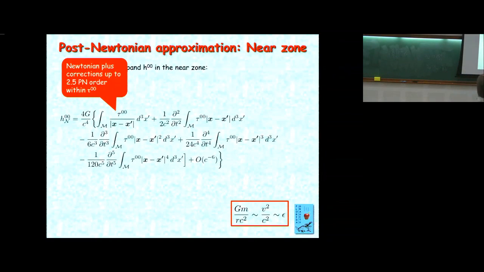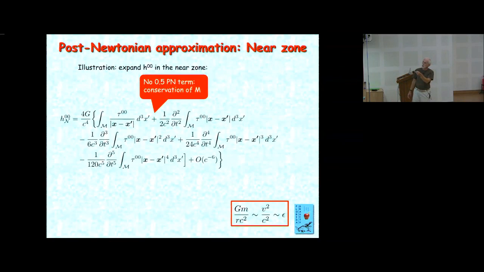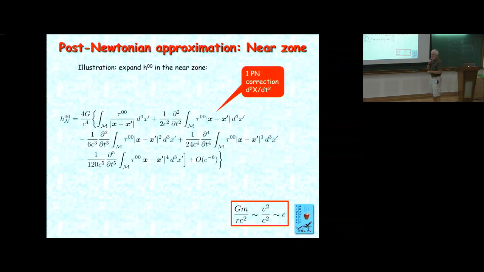So the next term is two time derivatives, and 1 over c squared, and now you have tau 0,0, and you have x minus x prime to the 2 minus 1, so you have x minus x prime in the numerator. There's no half PN term, because of the conservation of mass. And here is where you encounter this famous superpotential that you looked at in the tutorial yesterday. It's not very useful, or it doesn't really appear in Newtonian theory, but it appears in general relativity, and this is really a direct reflection of the retardation of the gravity. It's this t minus x prime that generates this term.